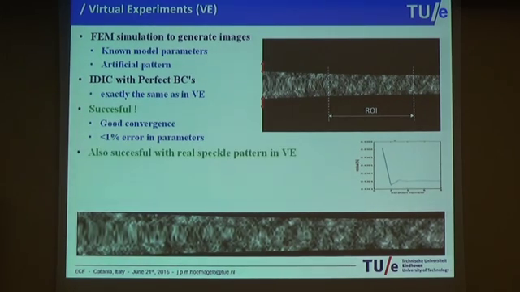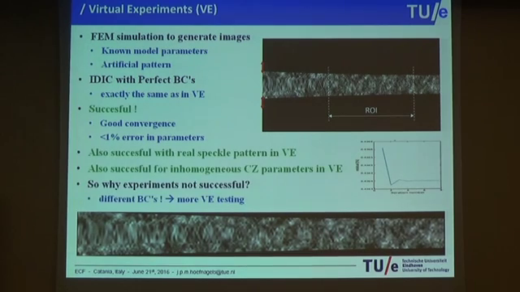We said, okay, this also works if you don't take such an artificial pattern, but you take the real pattern and you start forming it, no problem. It also works if we take inhomogeneous cohesive zones in the simulation and start fitting this. We can also extract it out, no problem. So even in an inhomogeneous interface, in theory, you should be able to extract out inhomogeneous interface parameters. Okay, so why was the experiment not successful?